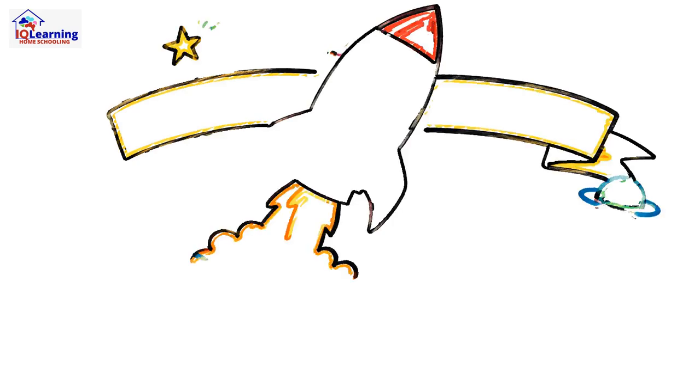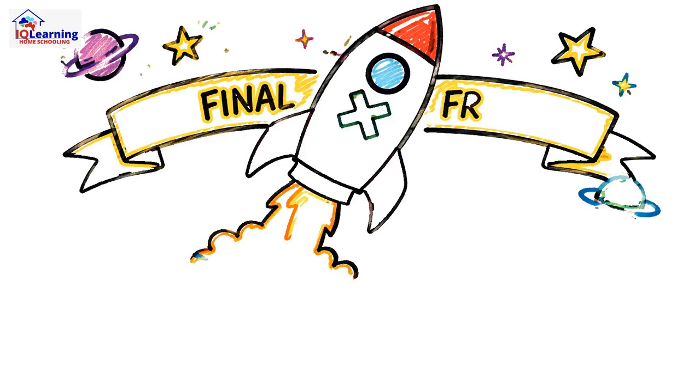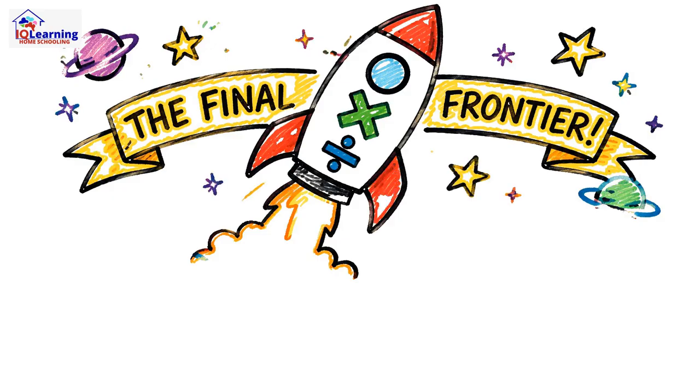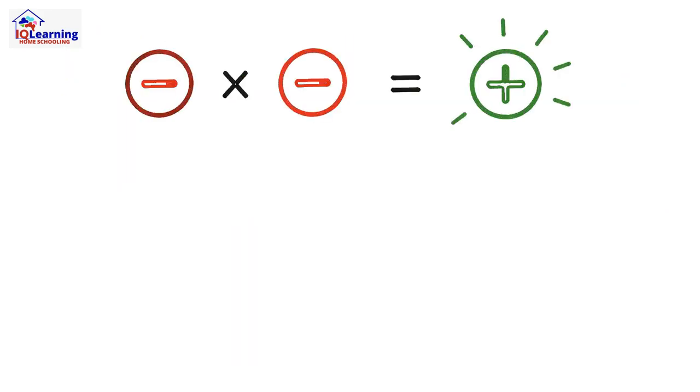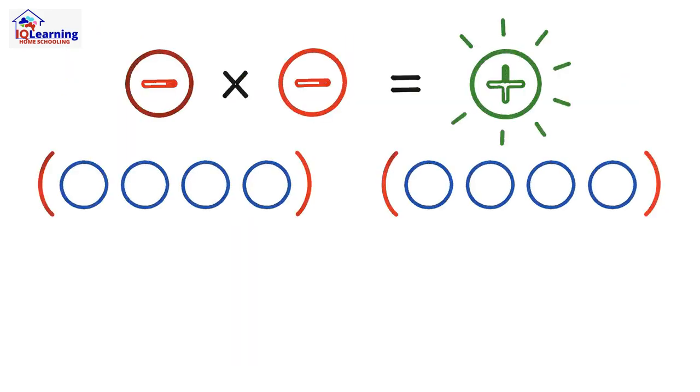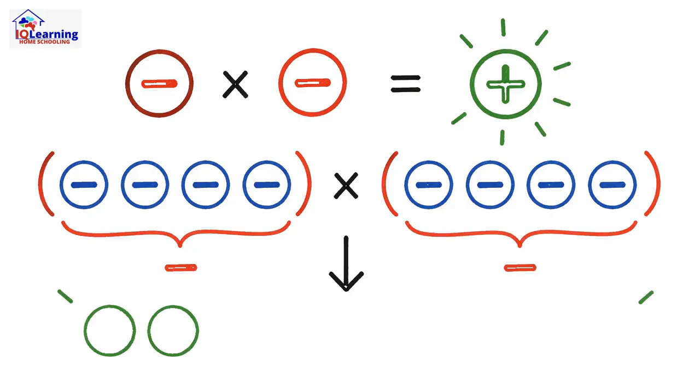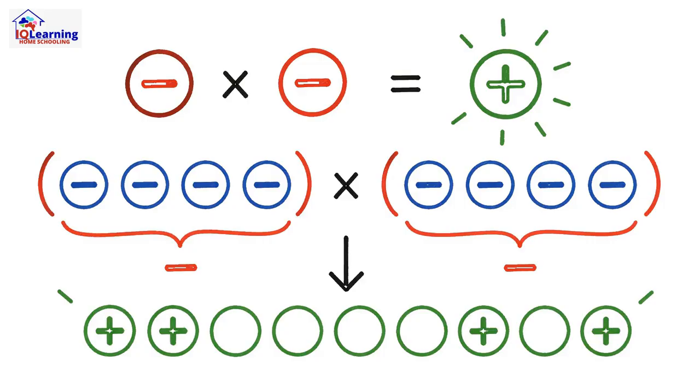You've learned to slide and combine integers on the number line. Now we face the final frontier, multiplication and division. The biggest question most people have is, why does a negative times a negative equal a positive? It feels strange, but the logic is surprisingly simple.